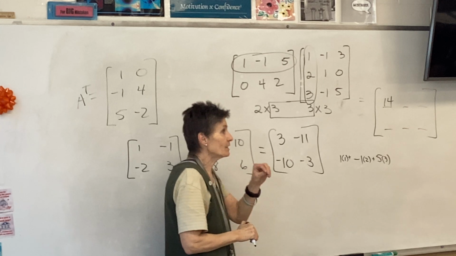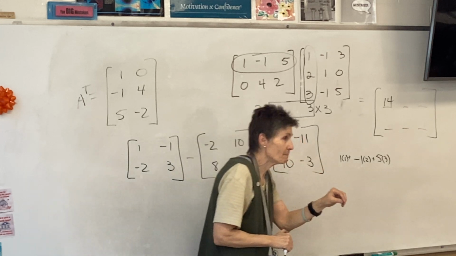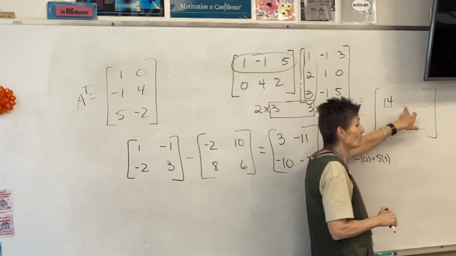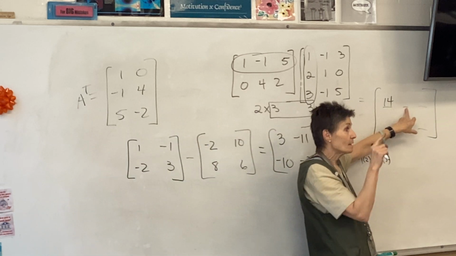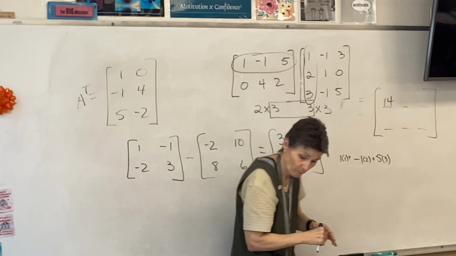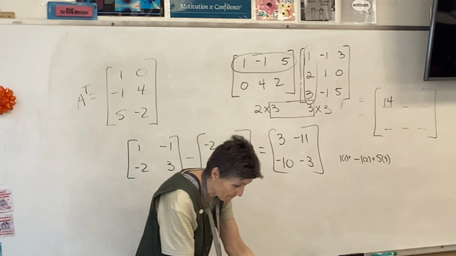Now you are going to do all the rest of them exactly the same way. So this guy will be row 1, column 2, and so on. All right, go ahead, you and your partner, figure those out.